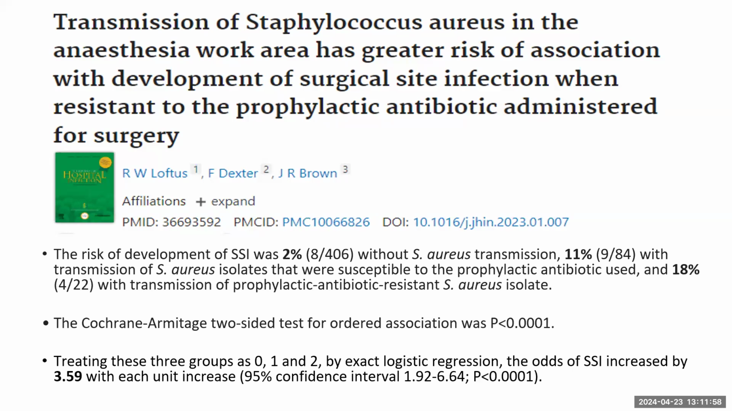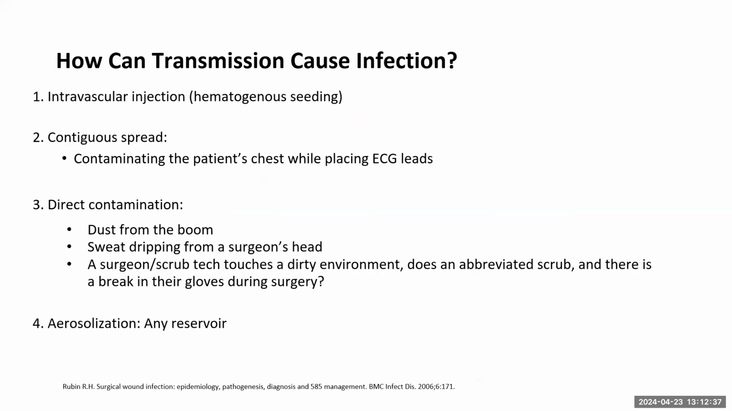If there's detection of movement of a Staph aureus isolate, 1 or more, among those reservoirs that is resistant to the prophylactic antibiotic employed, then the risk of infection is 18%. And if you assign each of those groups, the 2%, the 11%, and the 18%, 0, 1, and 2, for each unit increase, the odds is 3.59. So movement among reservoirs in the anesthesia workspace is a very important modifiable risk factor for surgical site infections.